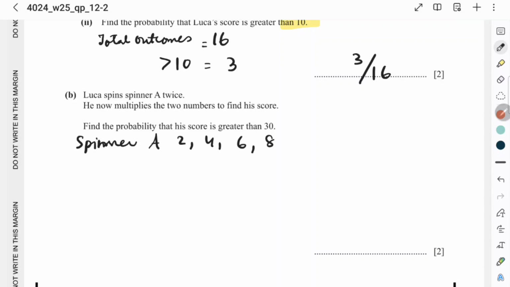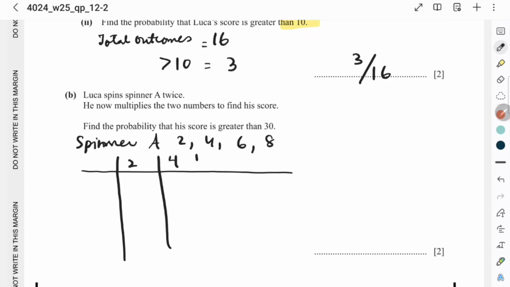Okay. So we are going to spin twice, and then we find out that the score will be greater than 30. So again, we are going to make the possibility diagram, because we are going to spin twice. So either it can be 2, 4, 2, 6, 2, 8, like this. Okay. So what happens? I'm going to make the possibility diagram: 2, 4, 6, and 8. So we are going to multiply it, like previously, when we added the numbers 2, 4, 6, and then 8.